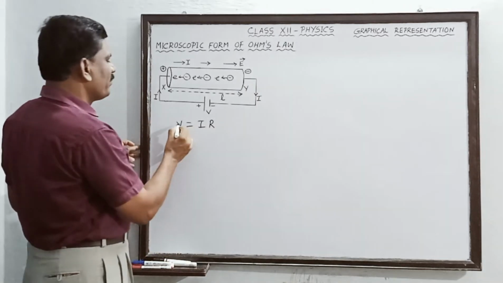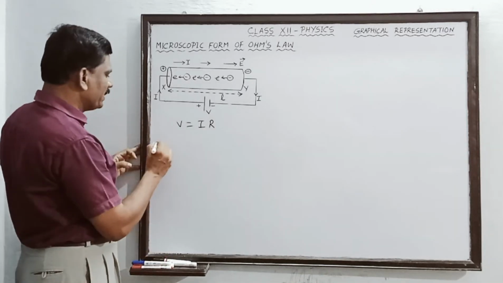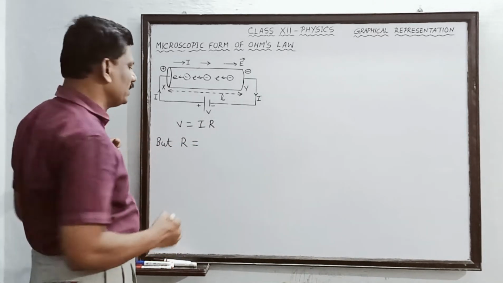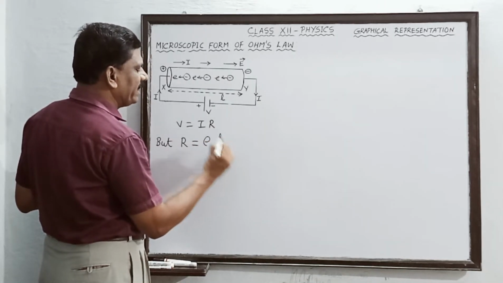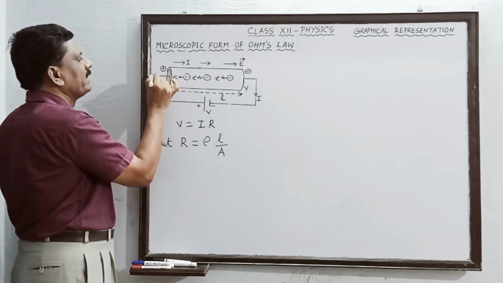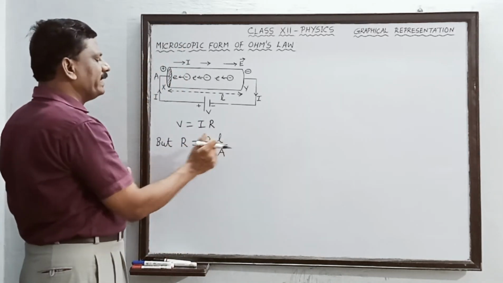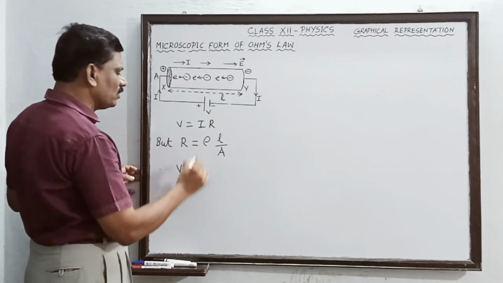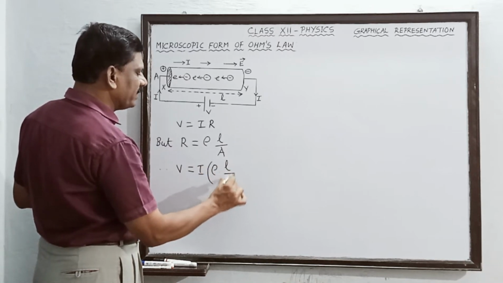So from this expression for Ohm's law, V is equal to I into R. But in terms of the specific resistance, what is the resistance of a conductor equal to? The resistance of a conductor is rho into L by A, where A is the area of cross section. So R is equal to rho into L by A. I am going to substitute here. Therefore now what will V be equal to? V is equal to I into rho L by A.